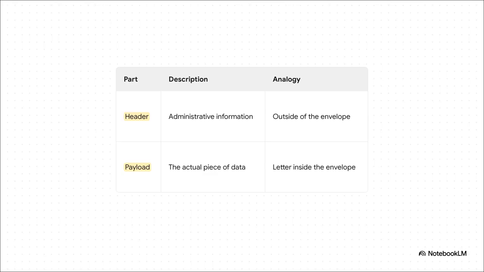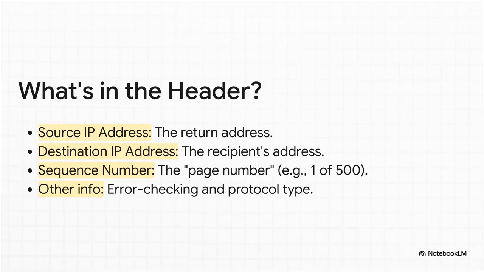But the second part, the header, that's where the real magic happens. The header is all the information written on the outside of the envelope. The header contains all the critical info. It's got the destination and source IP addresses, which are basically the to and from addresses. But the absolute game changer here is the sequence number. If your movie gets broken into, say, 5,000 packets, this number tells the receiving computer, hey, I'm packet 1 of 5,000, or I'm packet 2 of 5,000, and so on. It's like a page number for the internet.